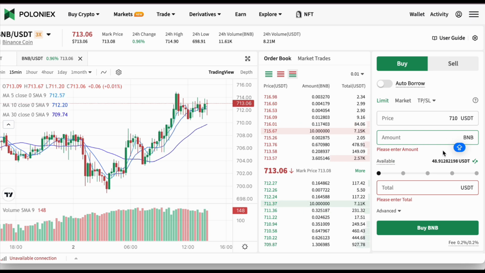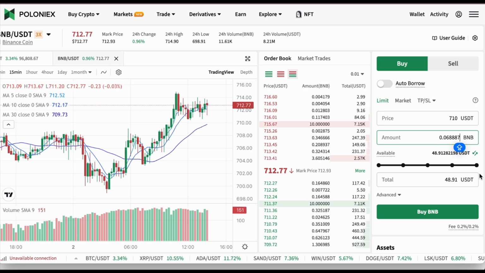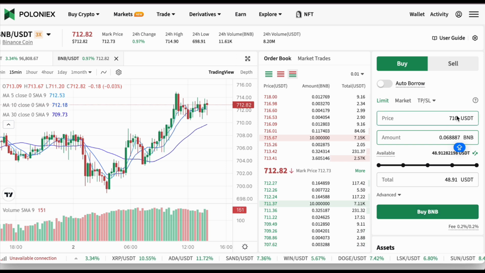Since this is showing you the BNB value, you can use this to choose 25%, 50%, 75%, and then 100%. Put 100, and this is going to buy you 0.06 worth of BNB. Then you click buy because you want to buy it at 710.